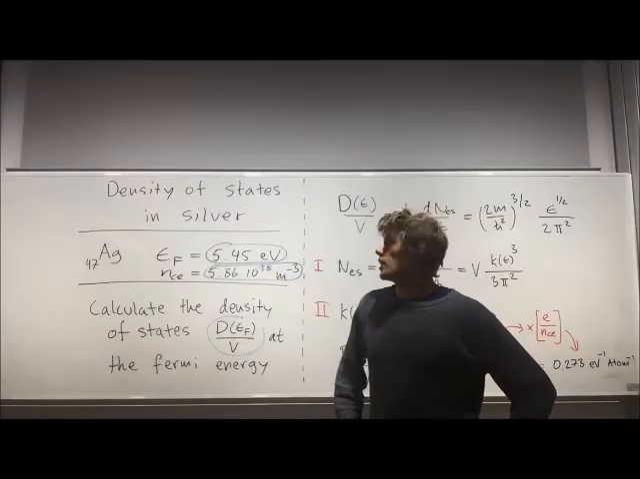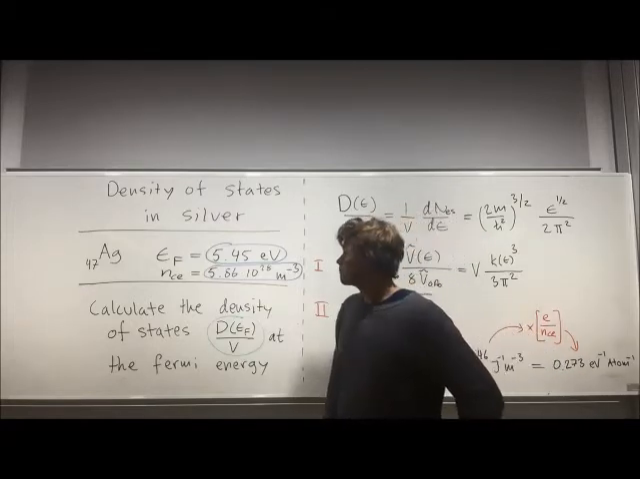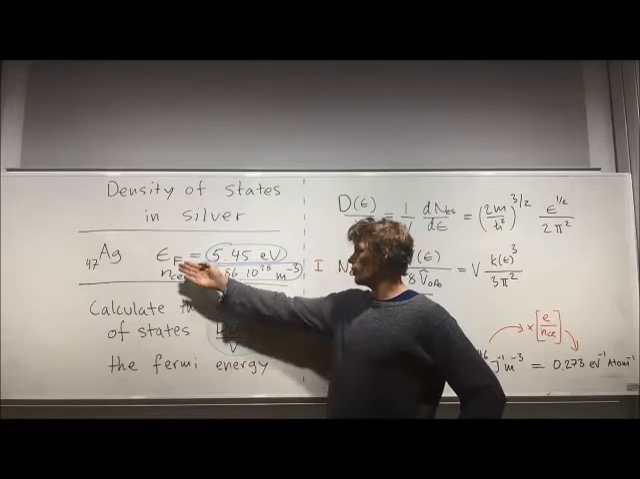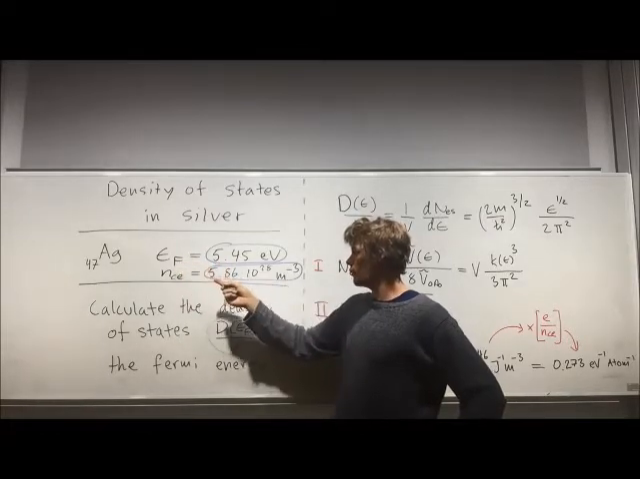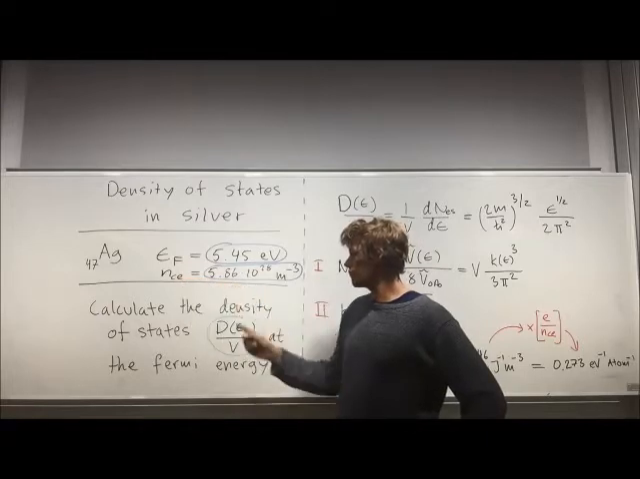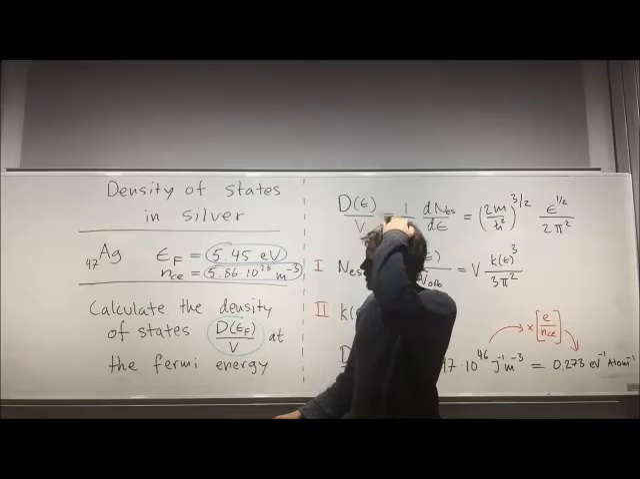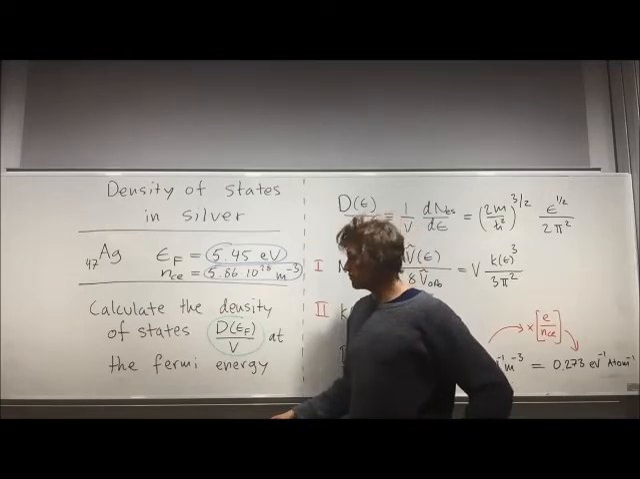Hi, so this exercise is about density of states in silver. And we're going to use the fact that we know the Fermi energy and we know the conduction electron density. And the basic question is, what is the density of states per volume at the Fermi energy?